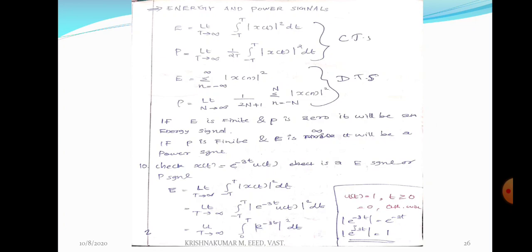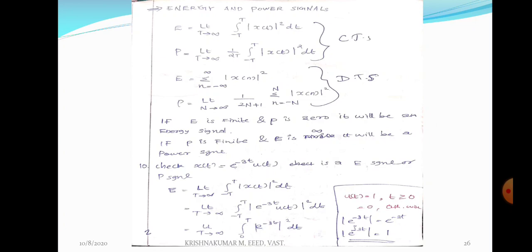അപ്പോൾ u of t യുടെ കാര്യം തീരുമാനമായി. u of t is equal to 1 when t greater than or equal to 0. Otherwise, when t less than 0, u of t is equal to 0. So no need to consider the value when t less than 0, because when t less than 0, u of t is equal to 0. So the given signal x of t is equal to e raised to minus 3t u of t is equal to 0 when t less than 0. So our integration limits are reduced from minus T to T to 0 to T, because when t is less than 0, there is no signal.